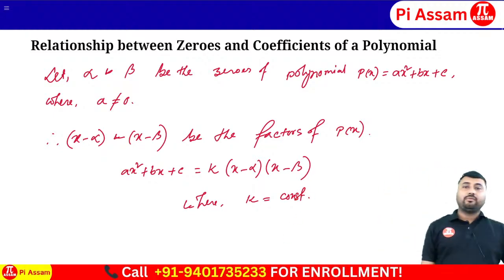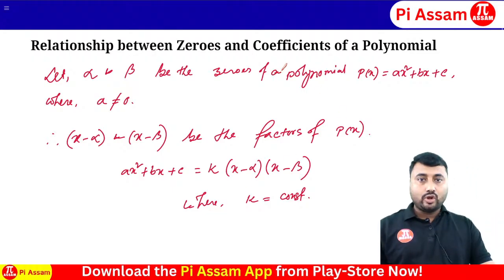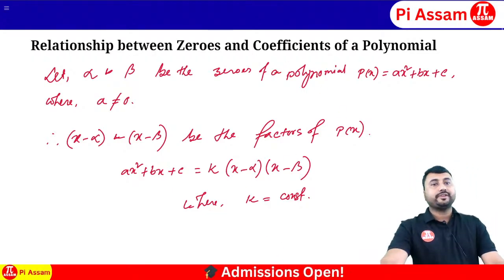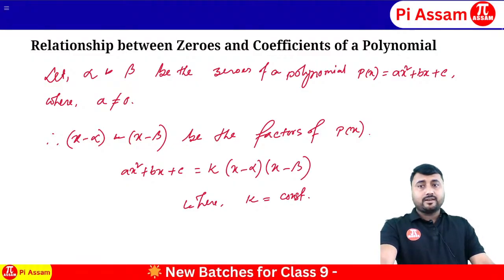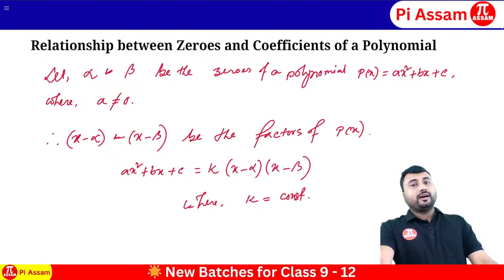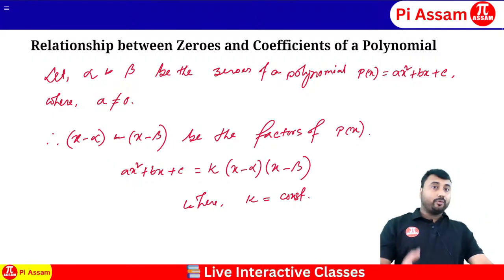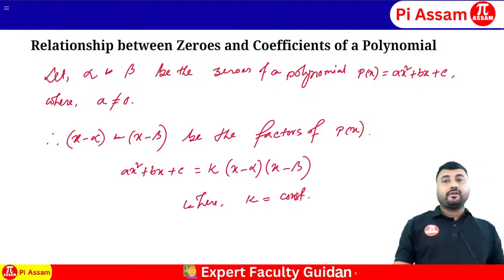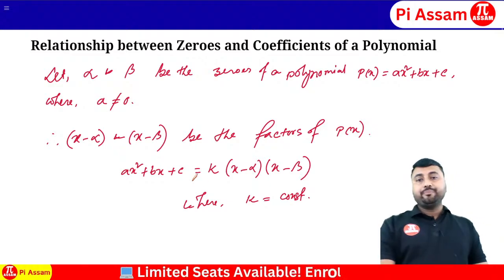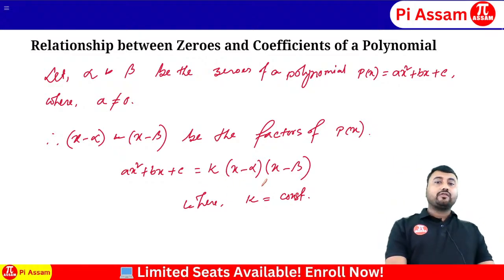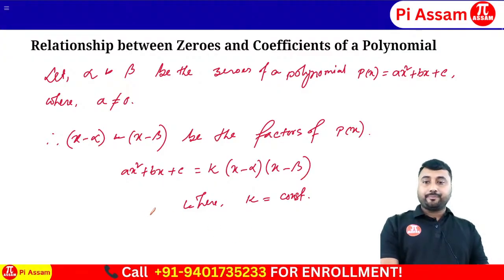Suppose we consider alpha and beta zeros of a polynomial. We consider p(x) a quadratic polynomial ax squared plus bx plus c, where a is not equal to 0. So x minus alpha and x minus beta are factors of p(x). If alpha and beta are zeros of a polynomial, then x minus alpha and x minus beta are factors of the polynomial p(x). So we can write the polynomial p(x) as k into (x minus alpha) into (x minus beta), where k is a constant term.